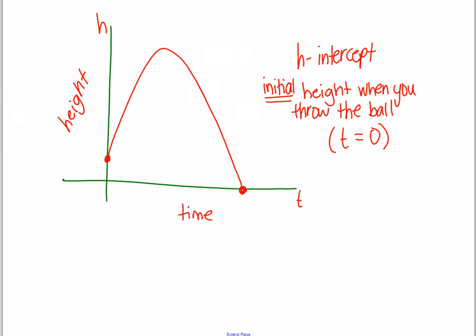When time is zero, right? We usually say the y-intercept is when x is zero. Well, what is our x? Our x is time. Okay, you have to be able to look at this problem and tell me what each represents. Now, tell me what the t-intercept represents.